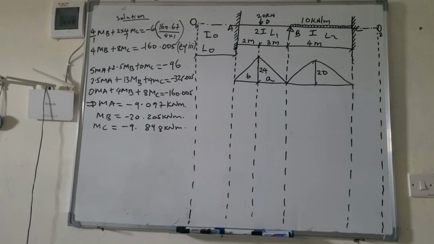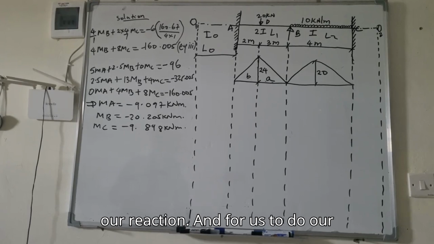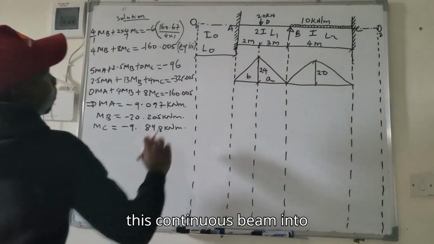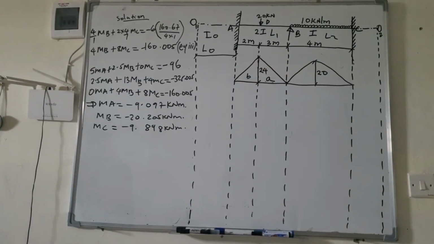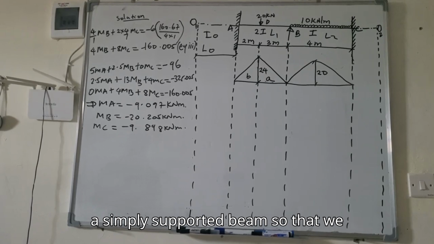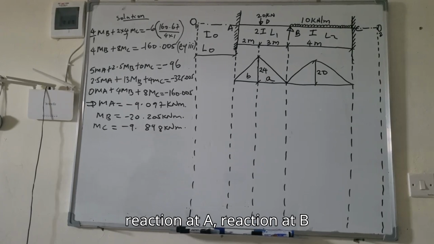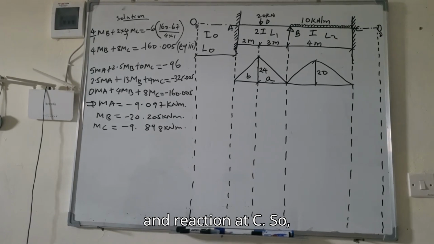After doing so, we will now calculate our reactions. And for us to do our reactions, we will split this continuous beam into simply supported beams so that we can apply the three equations of static equilibrium to find reaction at A, reaction at B, and reaction at C. So let's do it.